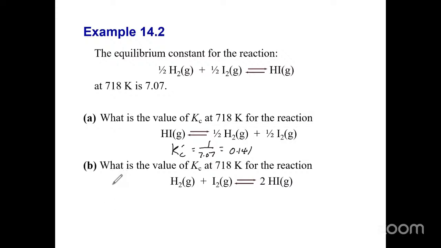The coefficients are all different. All the coefficients are what? Multiplied by 2. Exactly. So therefore, I'm going to call this Kc double prime. So based on what you just said, how would you calculate the new Kc value, Kc double prime?